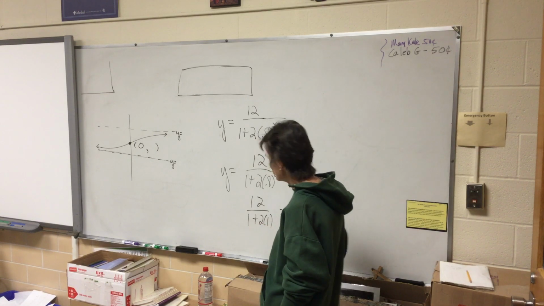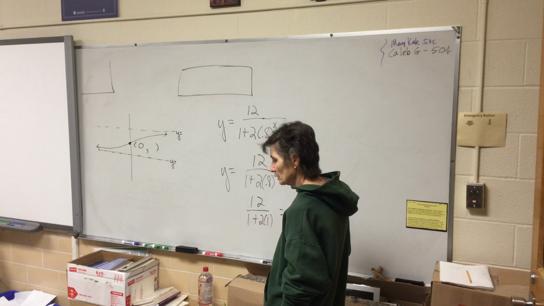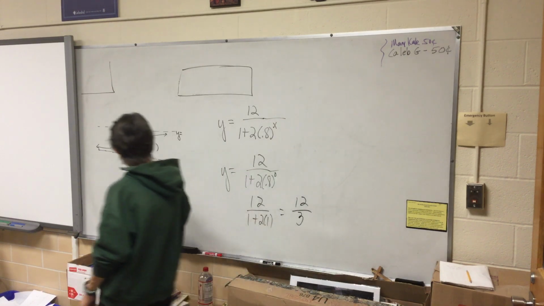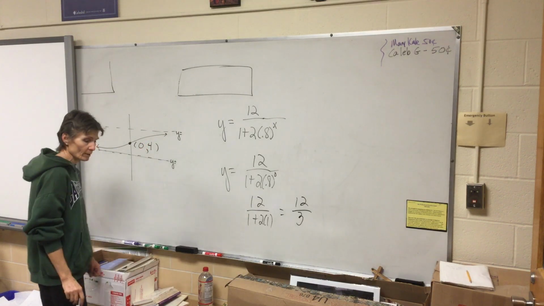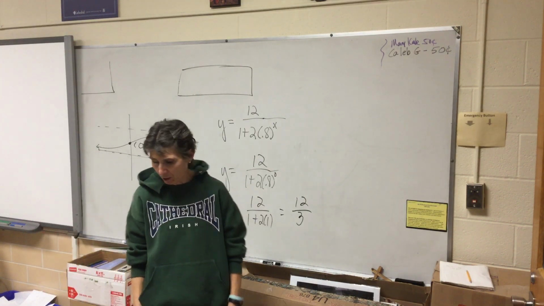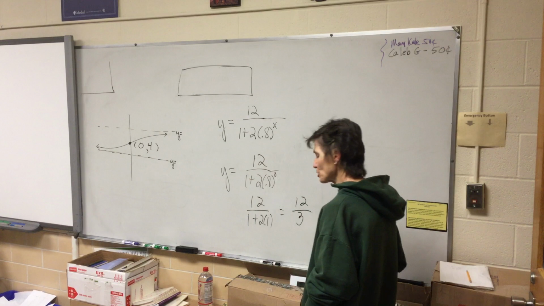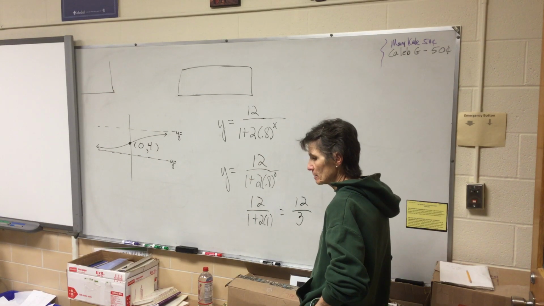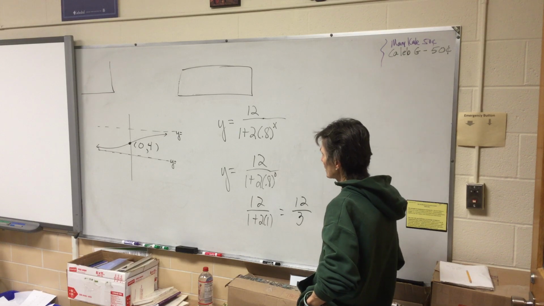What's 1 plus 2 times 1? 3. That should equal 4. So my Y-intercept is at 4. It's that easy, people. Now, sometimes you're going to get a fraction. No big deal. That's your Y-intercept. Simple.